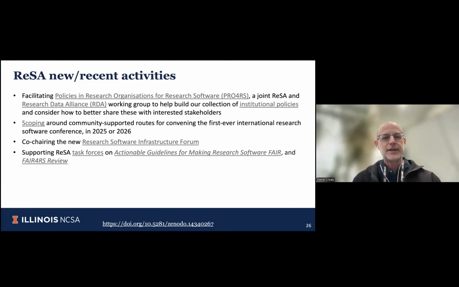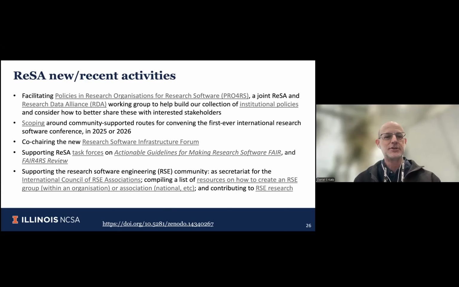There are 2 new ReSA task forces now, one on actionable guidelines for making research software FAIR. Now, we were involved in defining the FAIR principles for research software 2 years ago. And we're also doing a review of that now, 2 years in, to try to see if anything needs to be changed. And we're also supporting the RSE community.